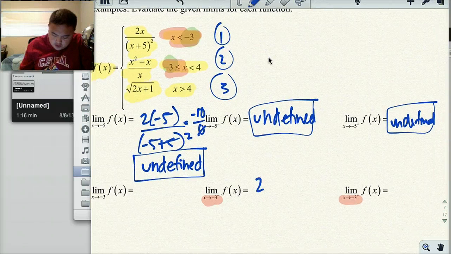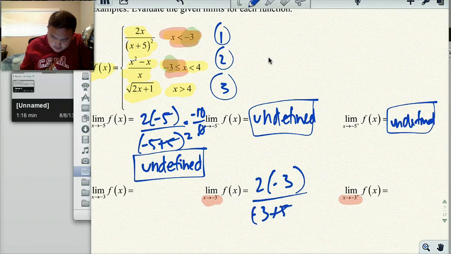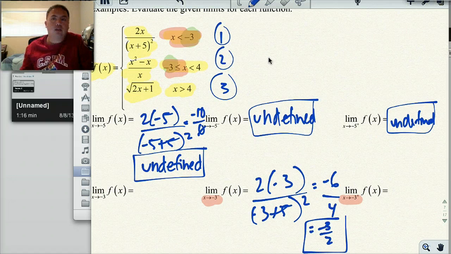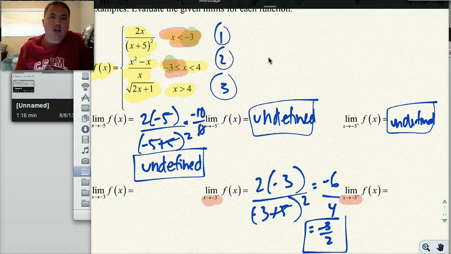So that gives me 2 times negative 3, that gives me negative 3 plus 5 squared. That gives me negative 6 on the top. And on the bottom, that gives me 4, which gives me an answer of negative 3 over 2. Okay, so all I did was plug in negative 3 into function number 1.